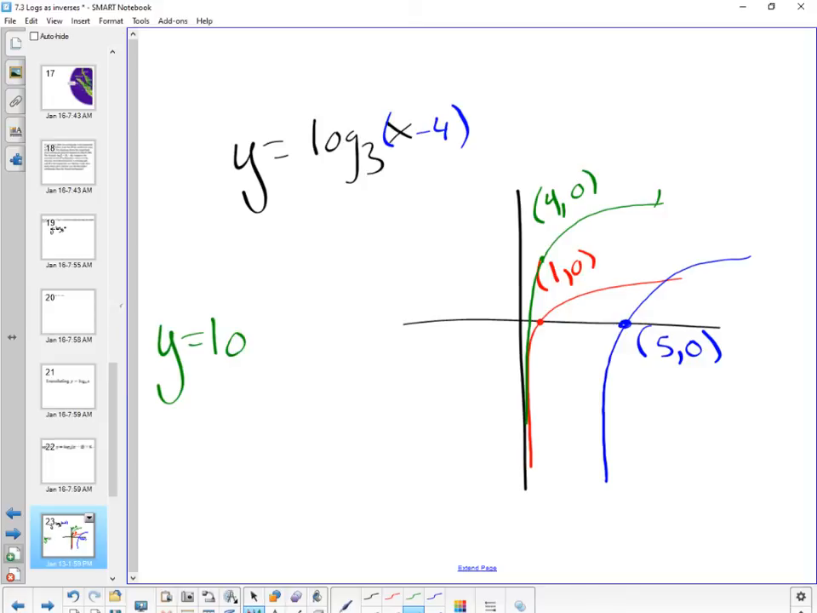Y equals log base 3x plus 3. Please be careful.